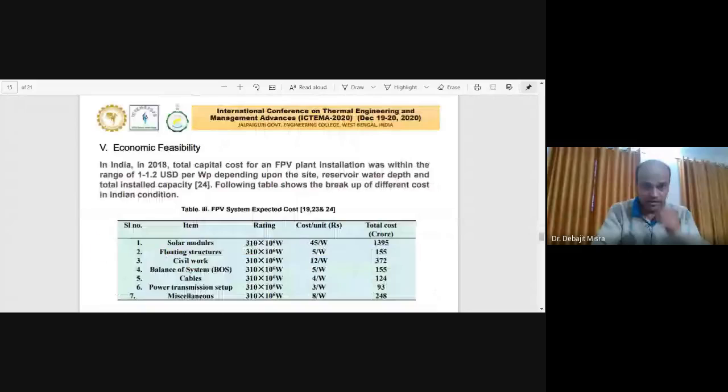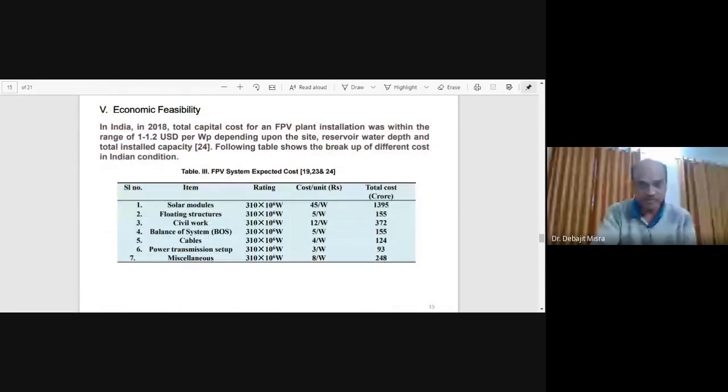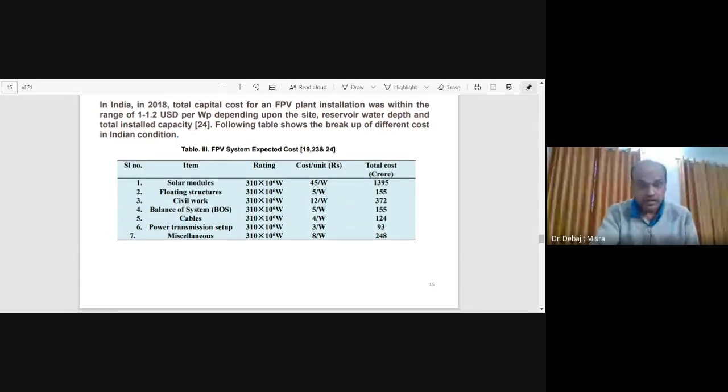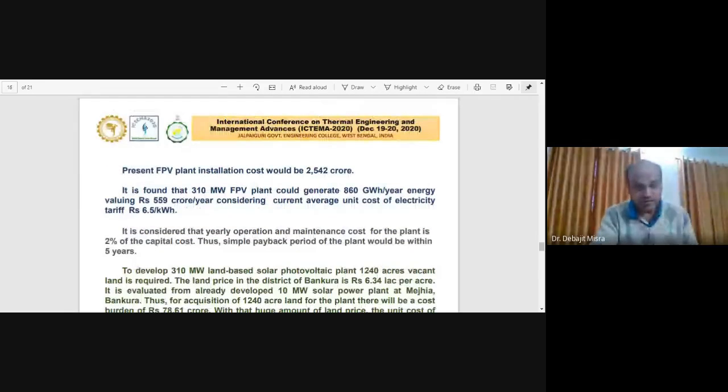Now economic viability. From the World Bank data of 2018, it is found that floating plants require $1 to $1.2 US per watt of power installation. Here is a breakup of the values of different components of the PV system. Now for the present case, the plant installation cost could be 2,542 crore.